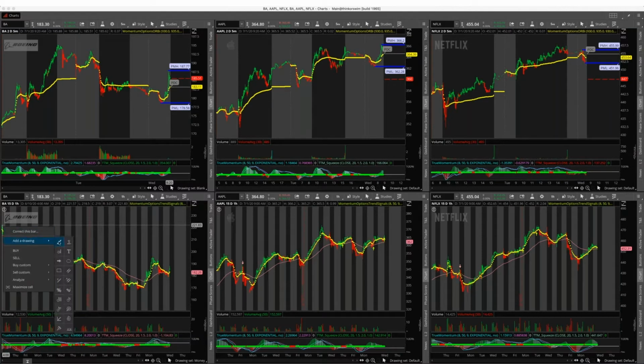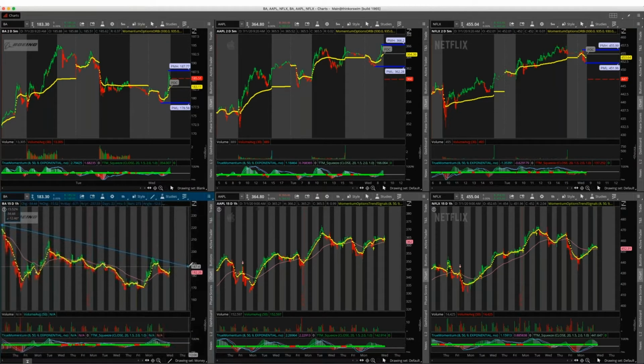So we're going to add drawings. We're simply going to add trend lines, and we're going to notice that Boeing has been moving down in this way. Gonna add another one down here. See that it's also got some support down here. These are just good things to know.